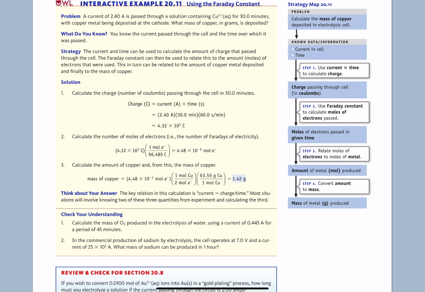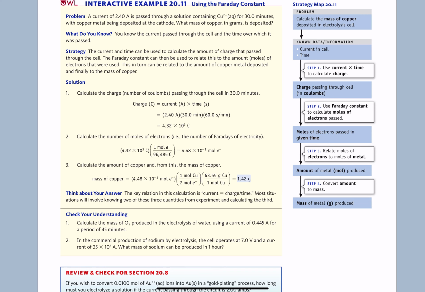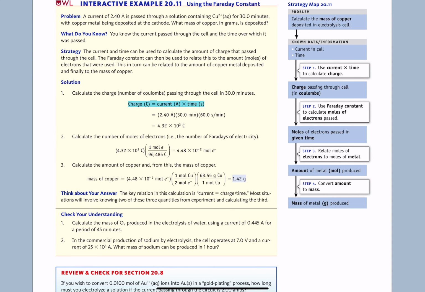It might be a key, it might be a piece of jewelry, it could be a knife or a fork or a spoon, or it could just be another copper electrode that we wanted to make bigger. And we can measure the mass of copper that will cover or be added to the electrode. And here's how. Step 1 in the solution. Since current is defined as charge divided by time, that means that charge is current times time. So we can find our total number of coulombs, 4,320 coulombs in this problem.